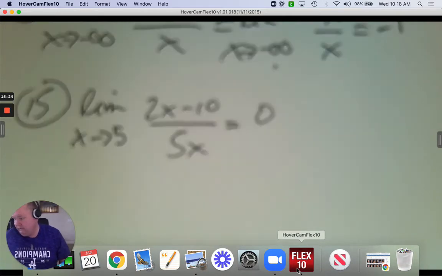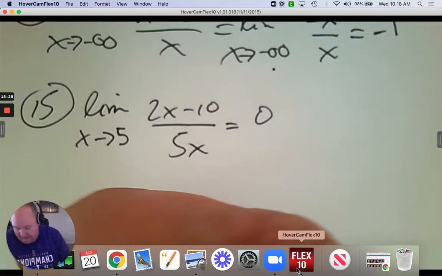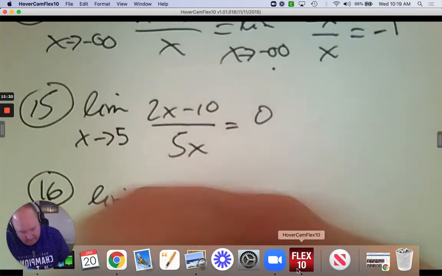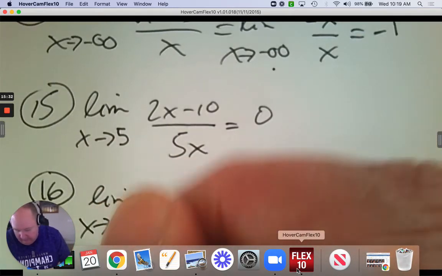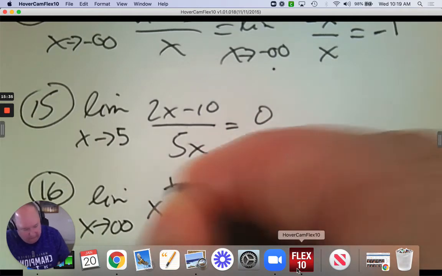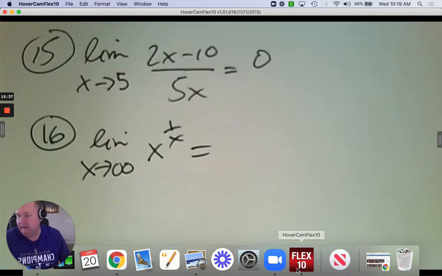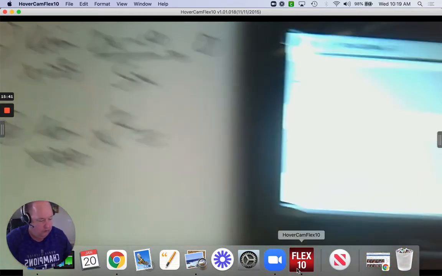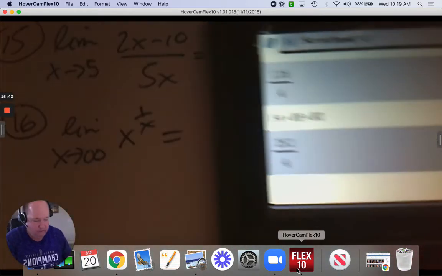All right, number 16 says use a calculator. I love using a calculator. So the limit as x approaches infinity of x to the exponent 1 over x. Could you use a calculator to do that? Let's see. Let me get my calculator out. How do I do a limit question here and type that in?